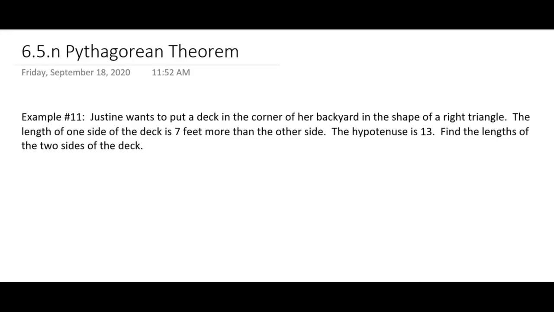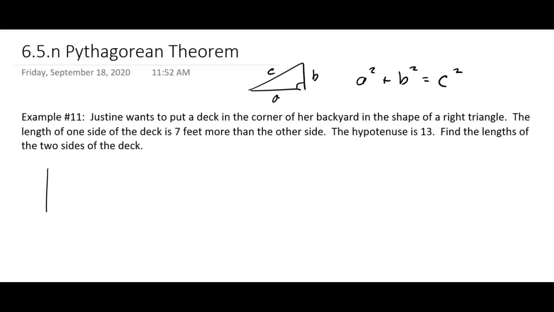This problem is going to involve the Pythagorean theorem. So the Pythagorean theorem says if you have a right triangle labeled A, B, and then the long side called the hypotenuse is C, then A squared plus B squared equals C squared.